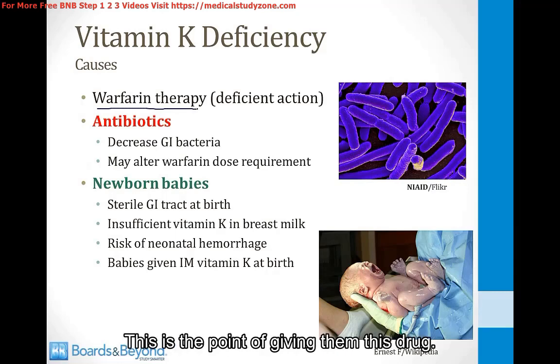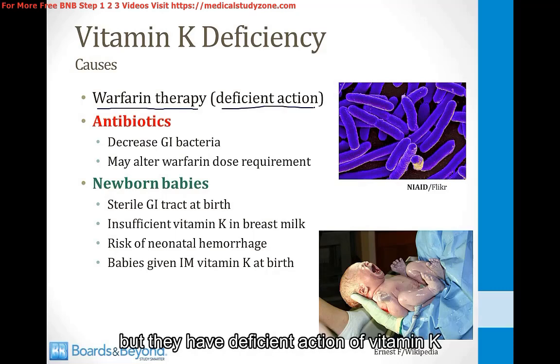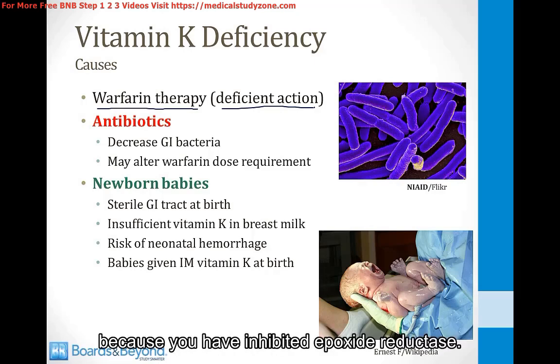This is the point of giving them this drug, so you expect to see this. These patients aren't actually deficient in vitamin K, but they have deficient action of vitamin K because all of the vitamin K is tied up in the oxidized form because you have inhibited epoxide reductase.